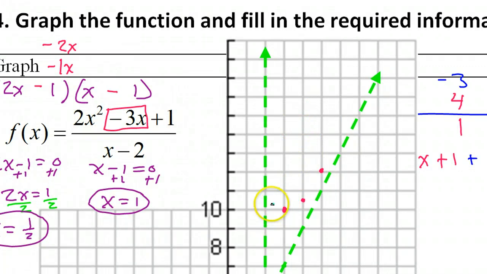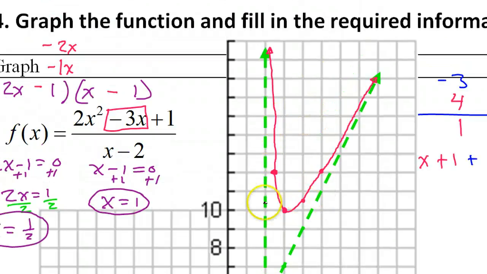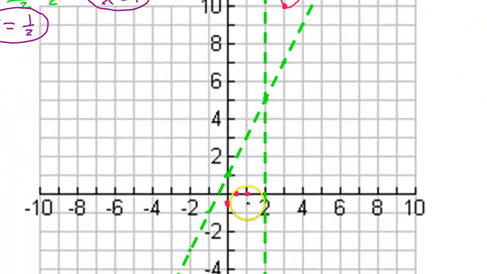Okay, so this is 2.5, that's 11, this is 12. Okay, so that gives us a really good idea of what's going on in this area. So in fact, let's go ahead and draw this branch. Alright, so that branch will be looking something like that. Okay, now let's take a look at this branch.